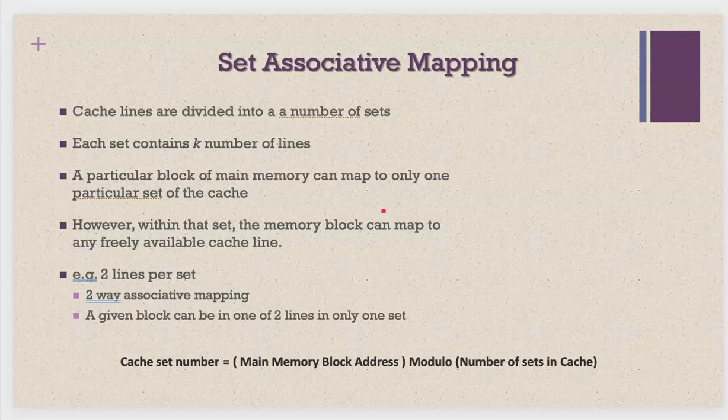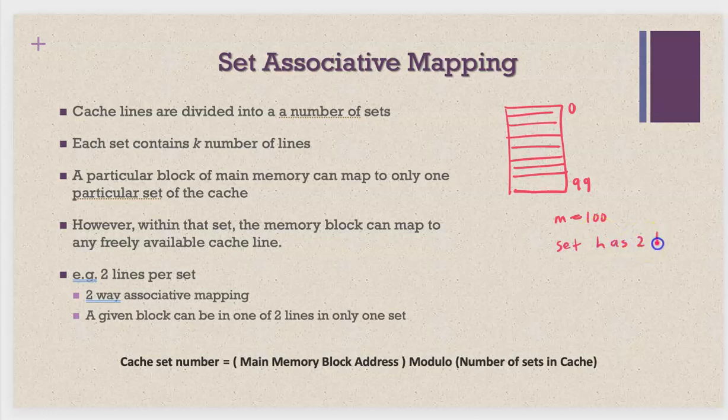In set associative mapping, the cache lines are divided into a number of sets. So let's try to imagine that. We have our cache lines, cache line 0 up until a number. Let's say our M is 100, which means that our cache lines would go from 0 to 99, right? So these 100 lines would be divided into sets. Let's say each set has 2 lines. Therefore, you would have 50 sets. So line 0 and 1 would correspond to set 0, and so on. And line 98 and 99 would be set 50.